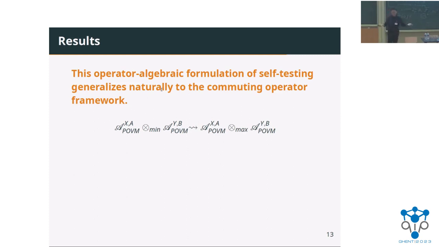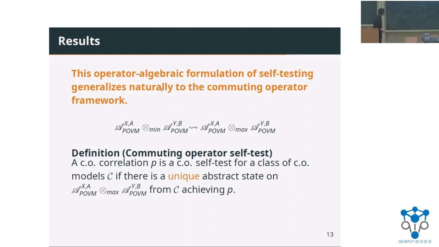So naturally, we define a commuting operator correlation P to be a commuting operator self-test for the class of commuting operator models if there is a unique abstract state on this max tensor C-star algebra. We also show that, in fact, most common examples we know, CHSH, tilted CHSH, magic square, are self-tests for commuting operator models.